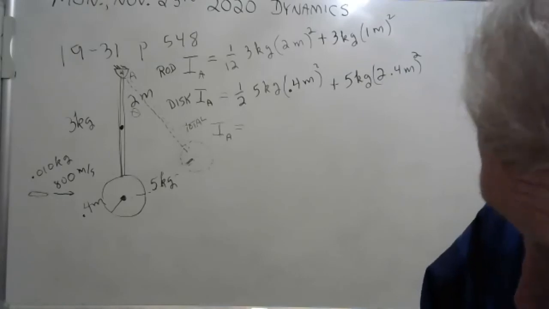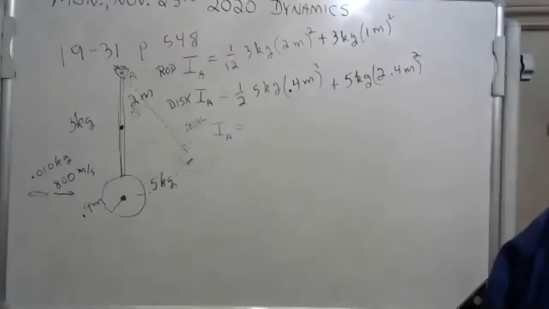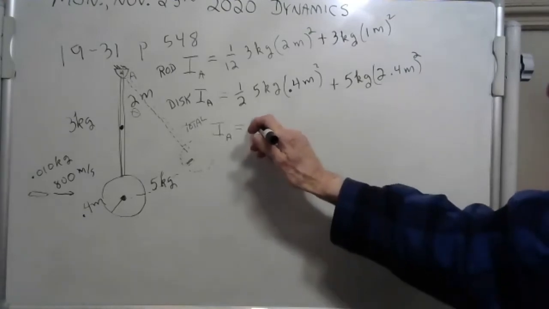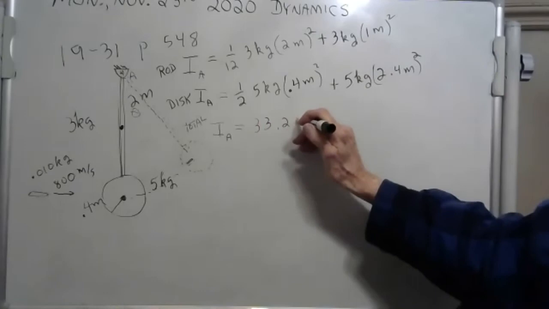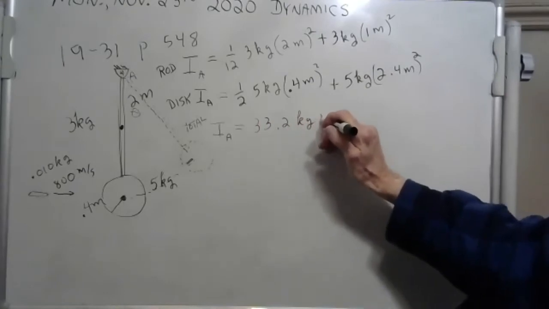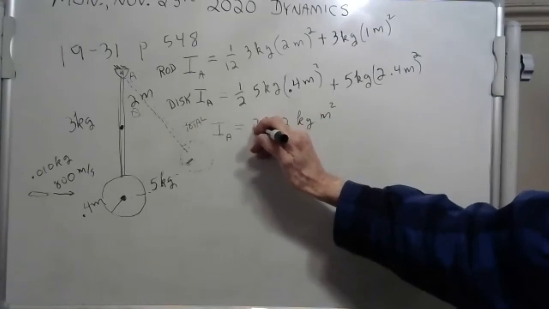Hi. What'd you get for the total moment of inertia about that smooth pin there at A? I got 33.2 kilogram meter squared. That's what I got, 33.2 kilogram meter squared. Good going. Excellent.